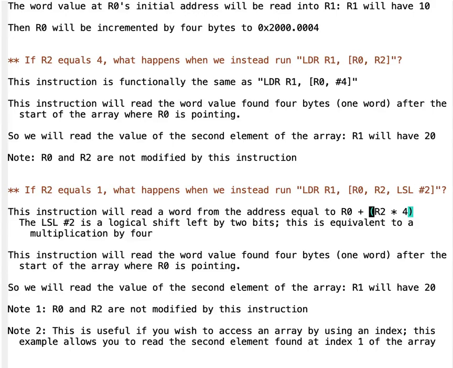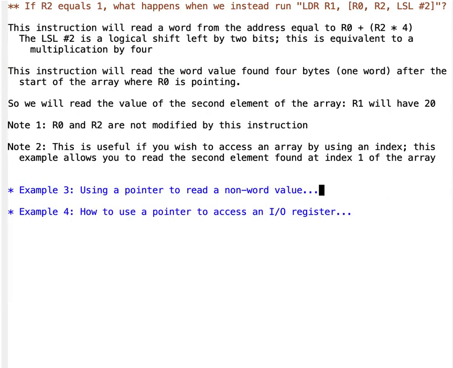We'll read the element that's one word, 4 bytes, after the start of the array where R0 was originally pointing to. So that 20 value, the second element of the array, will be read into R1. And again, this instruction does not modify R0 or R2.